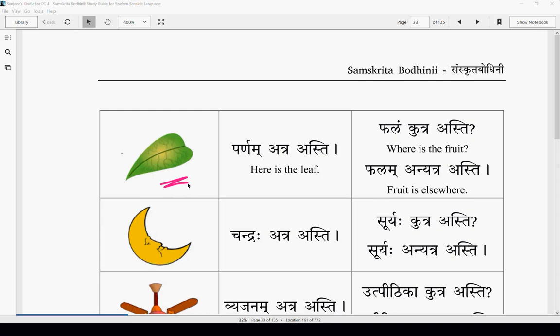Now, just a note on the punctuation marks once again. Phalam kutra asti has a question mark. If the question mark is not there, it is also correct, because kutra is a question word. Kutra itself represents the question. So technically, if you don't see the question mark in writing, that's fine.